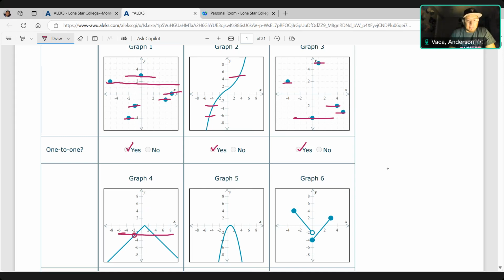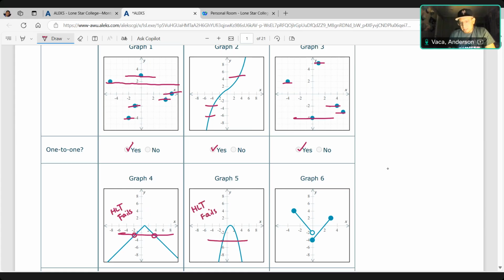Because when we perform the horizontal line test, the horizontal line intersects the graph more than once, so it fails. Same thing with example 5. Again, when we perform the horizontal line test, it intersects the graph more than once.